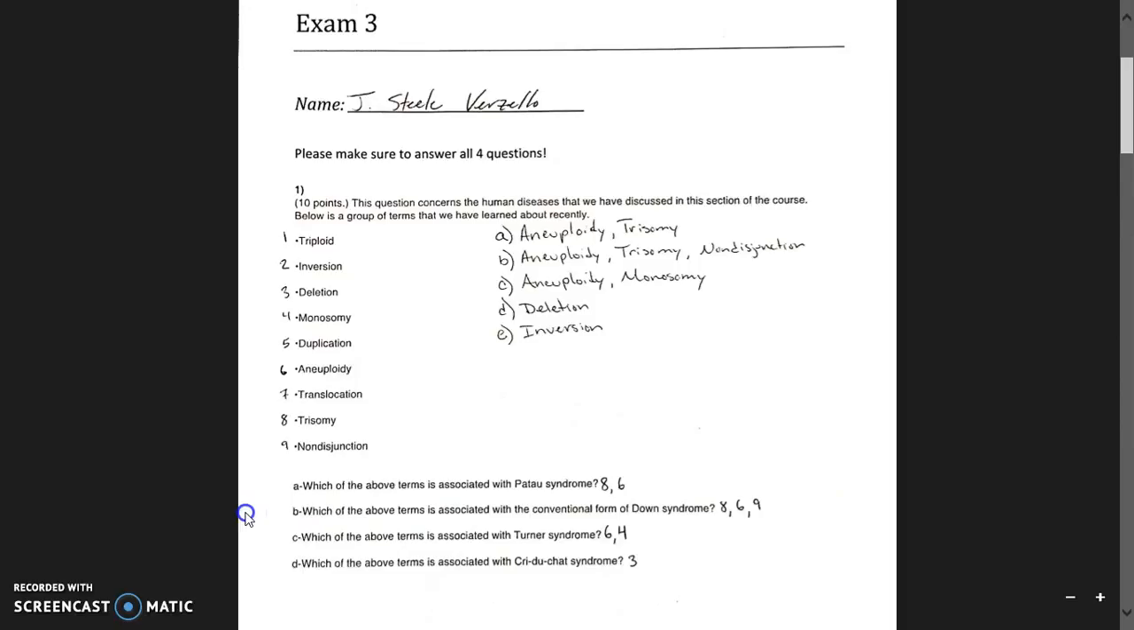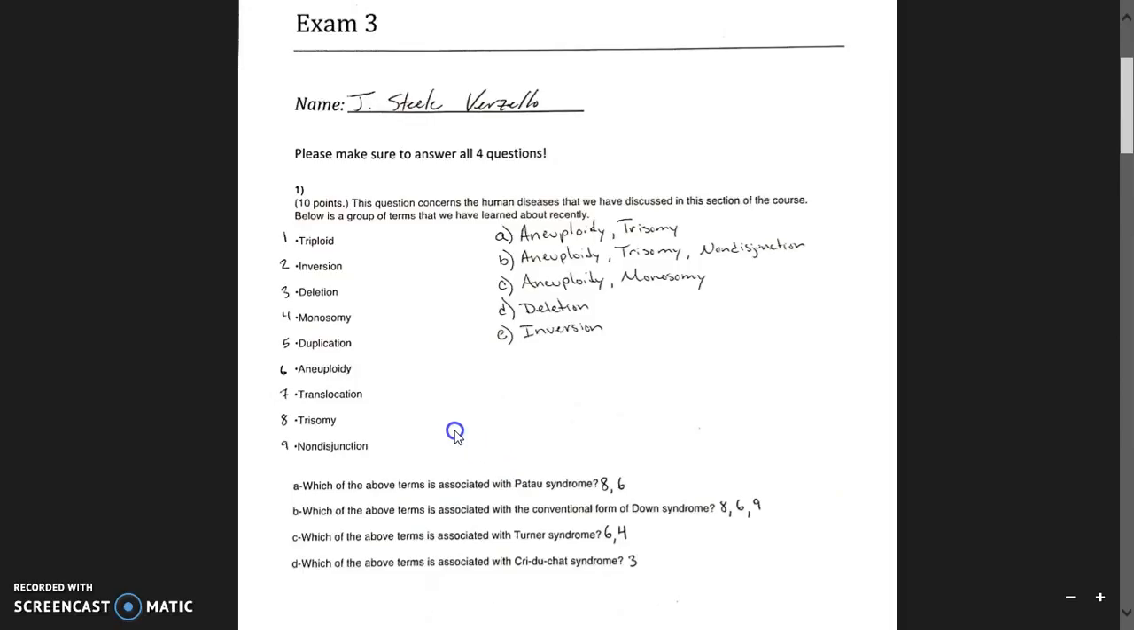For part B, which of the above terms is associated with conventional form of Down syndrome, that's also trisomy, aneuploidy, and I also got a non-disjunction for that. And for part C, which of the above terms is associated with Turner syndrome, which would be 6 and 4, so aneuploidy and monosomy, since missing the Y chromosome on that one.